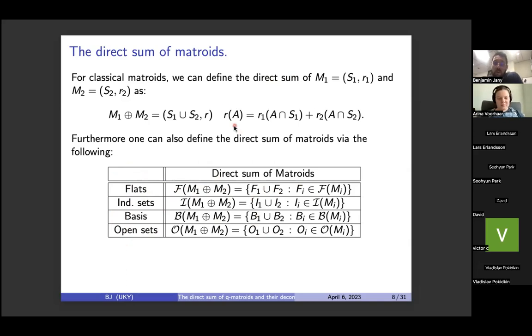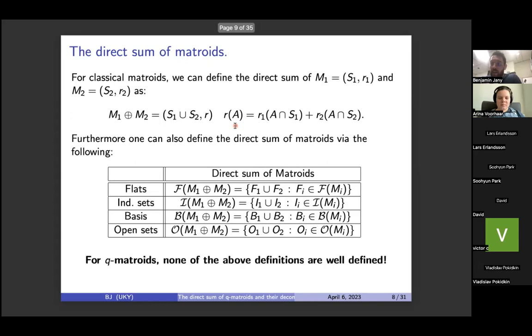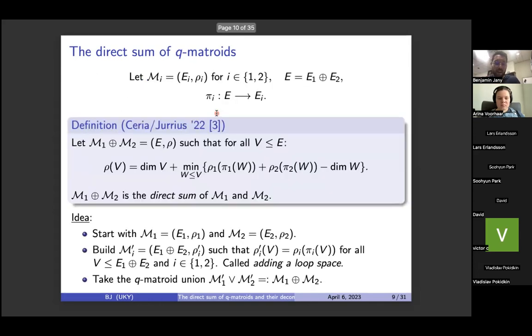And so the one question that recently came up was, okay, can we use those definitions to really define the direct sum of q-matroids now? The problem is that none of the above definitions, if we naturally generalize them to the q-analog, create a well-defined q-matroid. And so we had to think differently. Recently, Jany and Jurrius proposed the following definition for the direct sum of q-matroids. So here's how they defined it. You start with two q-matroids with respective ground spaces E1 and E2.